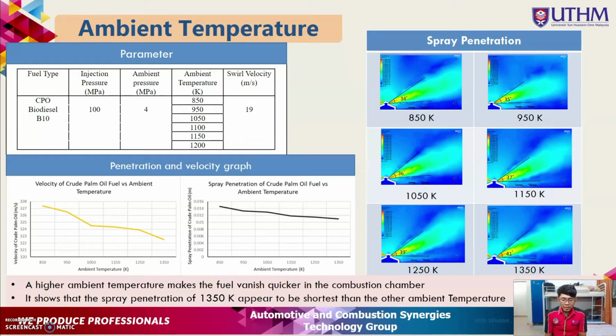Ambient temperature contributes to the change in formation of the spray in the combustion chamber, especially the angle size of the spray. The figure at the right side shows that as the parameter increases, the spray angle size will increase. The spray tends to evaporate and disperse easily as the ambient temperature rises. This leads to a wider fuel spray angle.